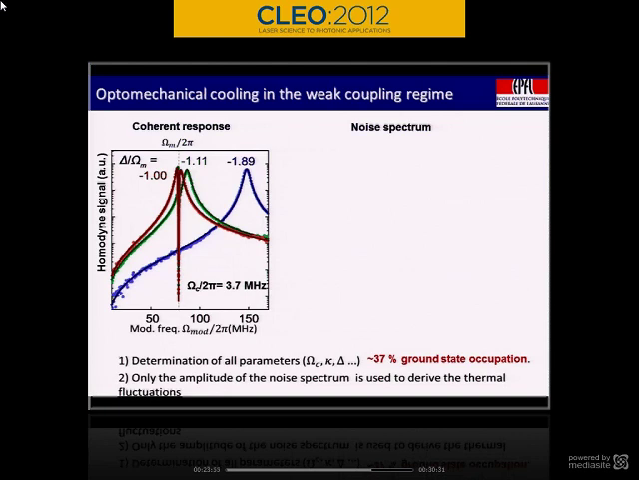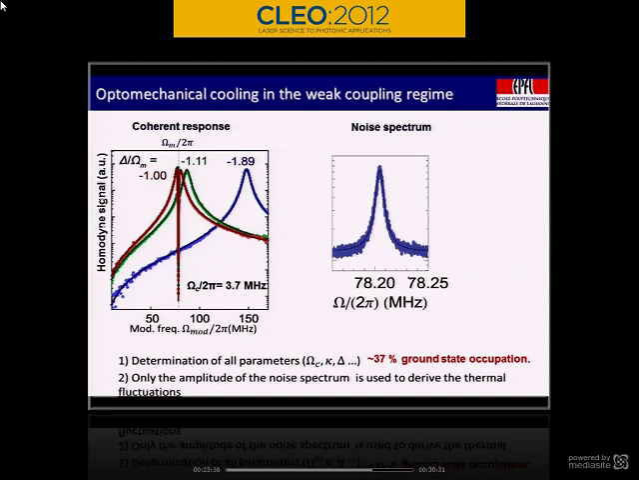Now, what we see, for instance, if the laser is very far away from the lower sideband, is that we expect a very weak coupling between the optics and the mechanics. And this is also the case. So we see a Brownian spectrum which corresponds to about 200 quanta. And that's exactly the number of quanta we expect for our buffer gas pre-cooling to 600 millikelvin.